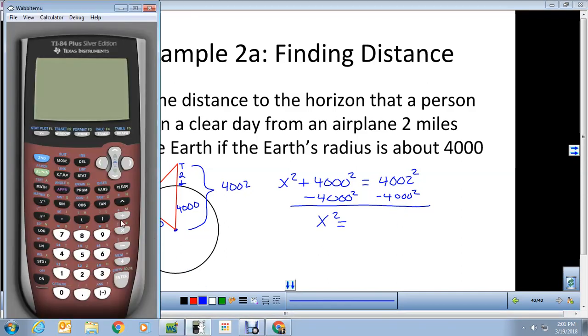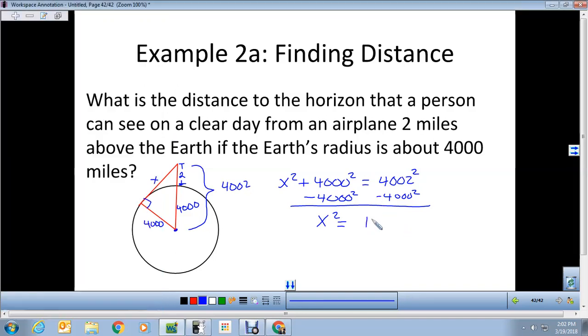So we'll get our calculator out, and we will take 4,002 squared minus 4,000 squared, which gives us a difference of 16,004. So this distance squared is going to be 16,004. So we take the square root of both sides.